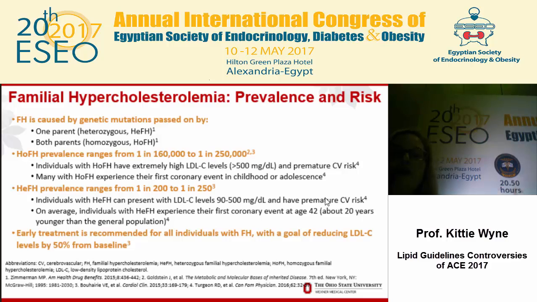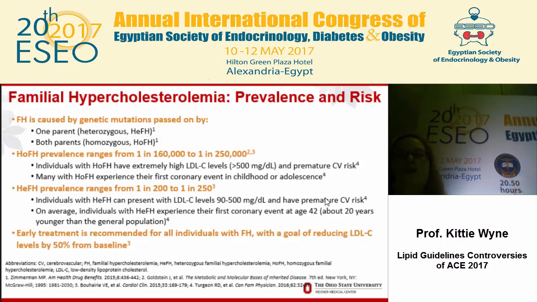In terms of prevalence and risk, the estimate is that it's anywhere from 1 in 160,000 to 1 in 250,000 individuals. Obviously it varies by country because some countries do have a higher prevalence. Interestingly, the heterozygous FH prevalence is somewhere between 1 in 200 and 1 in 250.